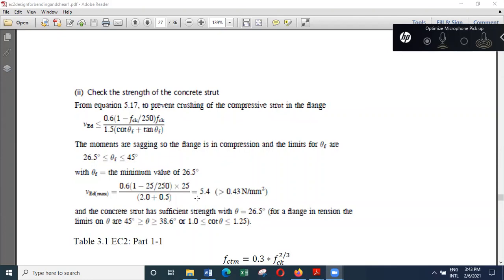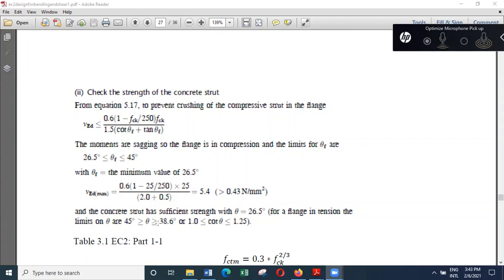So the concrete can crush due to shear at a stress of 5.4 newtons per millimeter squared, but what we are applying is only 0.43, so nothing to worry. There cannot be any crushing of concrete. Anyway, crushing of concrete is unlikely in this type of lightly loaded beams. Crushing of concrete can happen only if the concrete is heavily loaded, like in the case of a foundation. This might happen, but not in the case of a normal beam.